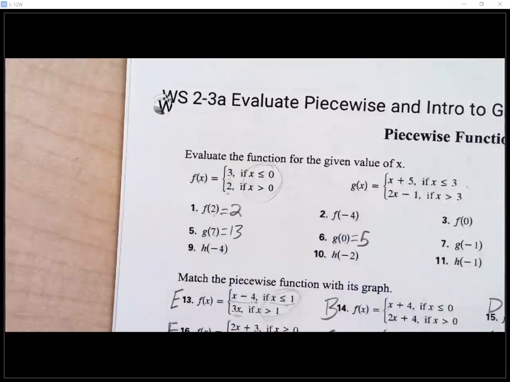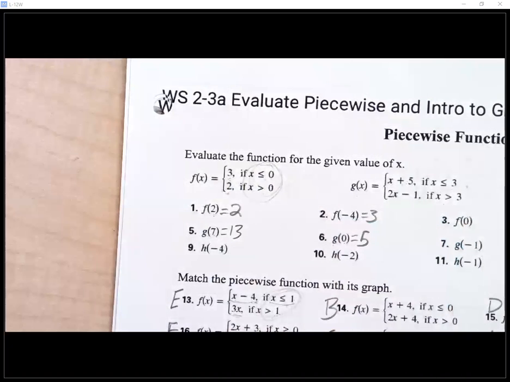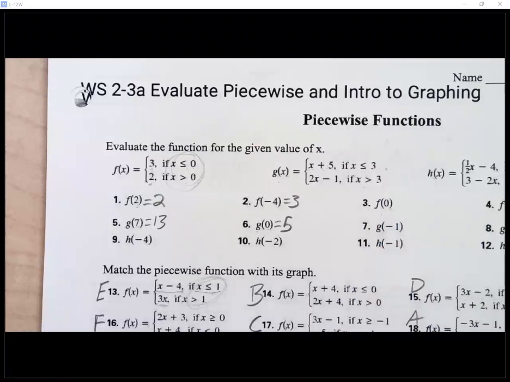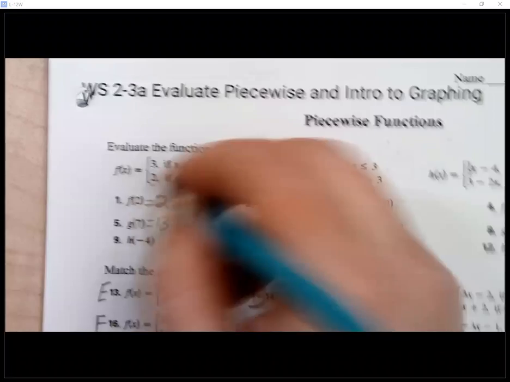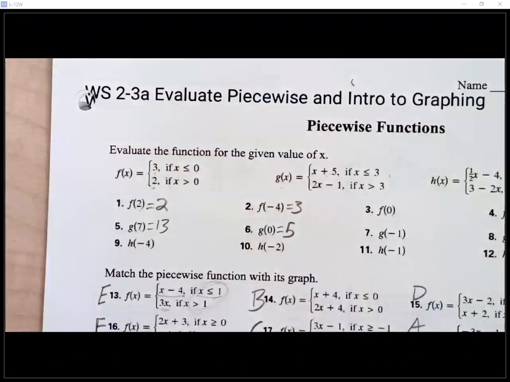So what do you get when you do number 2? F of -4. Oh, I heard one right answer. 3. Do you guys agree? That one's just 3. Now, get this one in your brain. Don't say it out loud. Try number 3, f of 0. Ooh, tricky. Or is it? I don't know. Just get your answer. I'll give you a hint. It's either 3 or 2. But which is it?